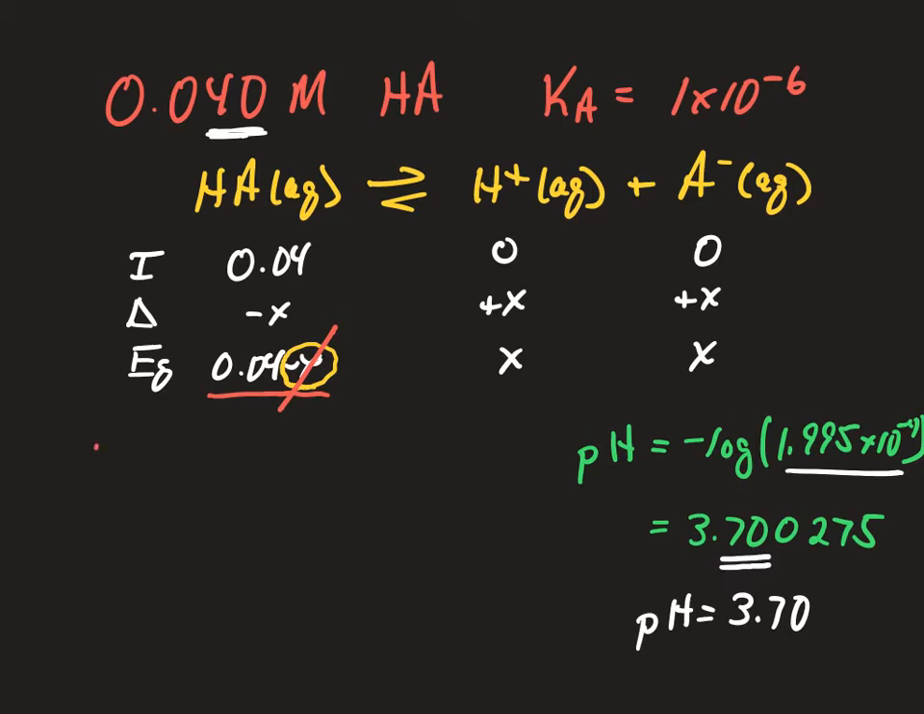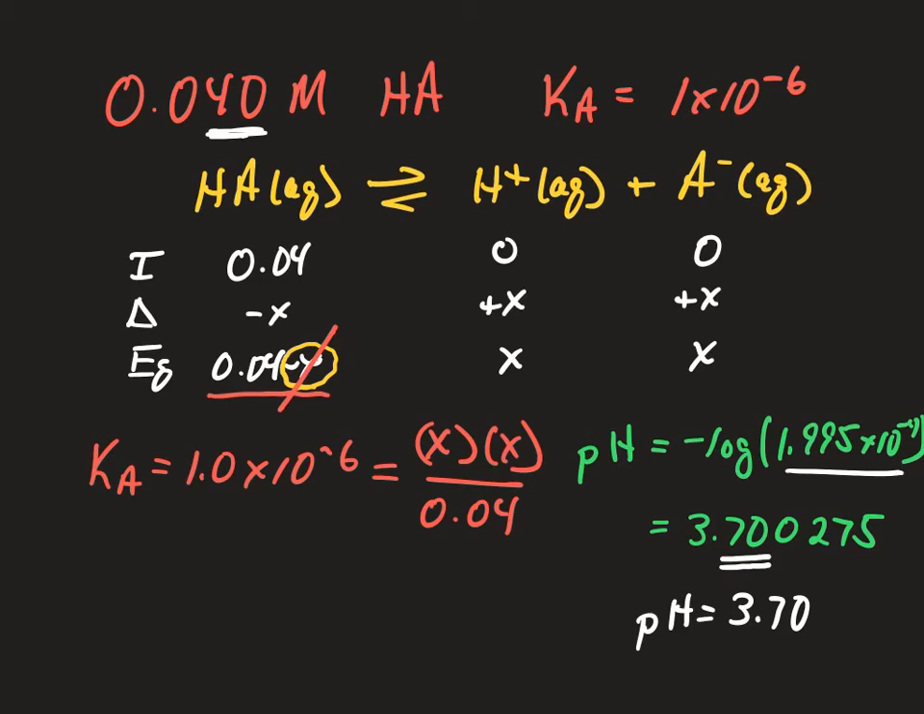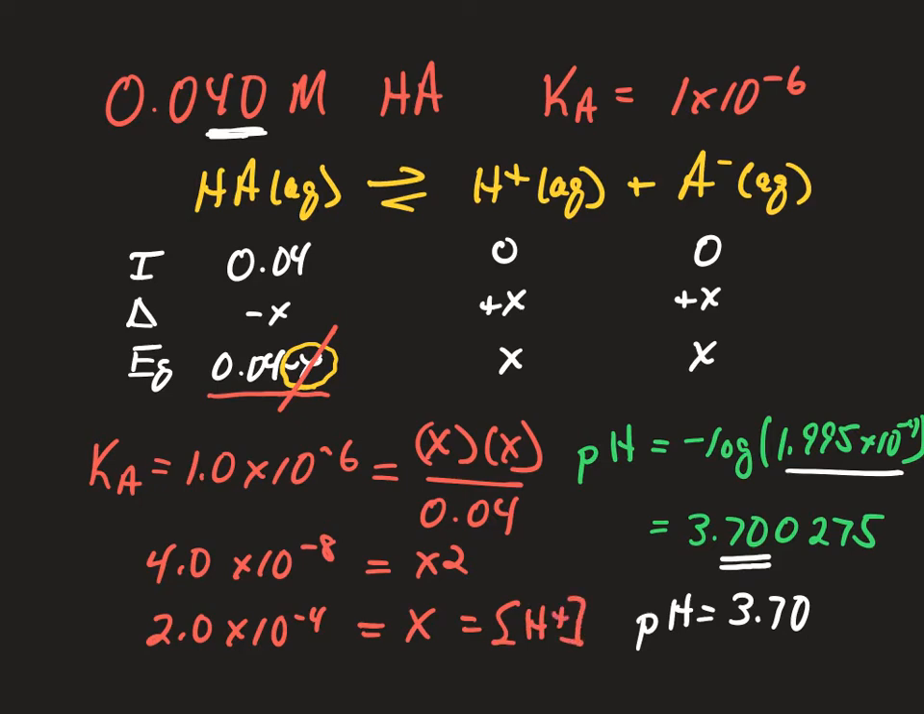And so we said that our Ka is 1.0 times 10 to the minus 6, and that's going to be equal to X times X divided by 0.04, because we ignored the subtracting of the X there. And so we get 4.0 times 10 to the minus 8 is equal to X squared, and then you get 2.0 times 10 to the minus 4 is X, which is equal to your concentration of hydrogen ions. So we've got 2.0 times 10 to the minus 4 versus what we got with the quadratic, 1.995 times 10 to the minus 4.